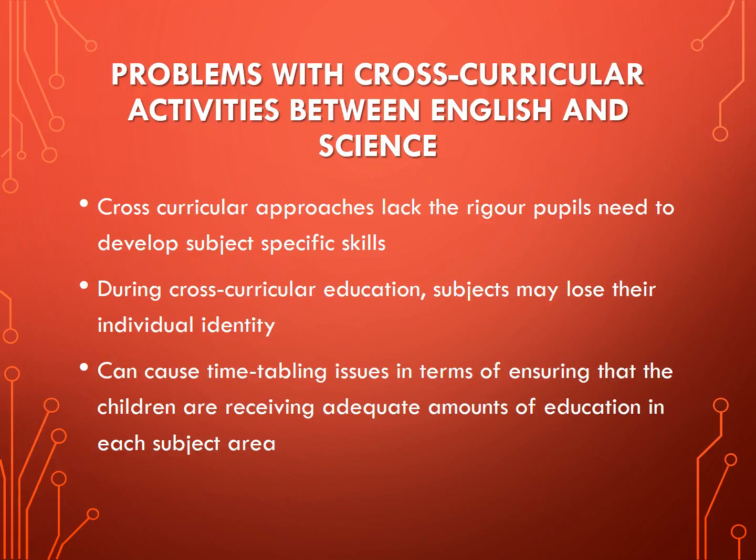On the other hand, there are also a few problems with cross-curricular activities between English and science, as cross-curricular approaches can lack the rigour pupils need to develop subject-specific skills. During cross-curricular education, subjects may lose their individual identity and cause timetabling issues in terms of ensuring that the children are receiving adequate amounts of education in each subject area.